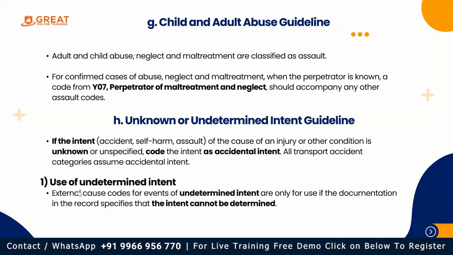So we have different codes which specify intent. Either it can be accidental or self-harm or assault, or we have codes for undetermined intent also. So we need to use an undetermined intent code when the record specifies that intent cannot be determined. If this specific note is there in your documentation or in your question, in that case you can use undetermined intent.